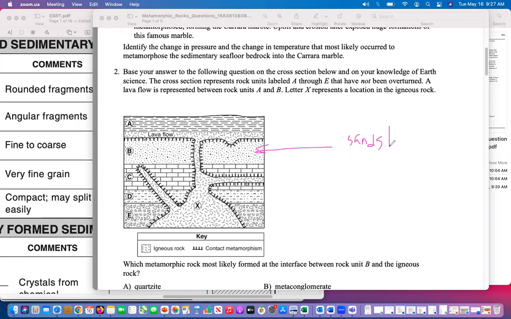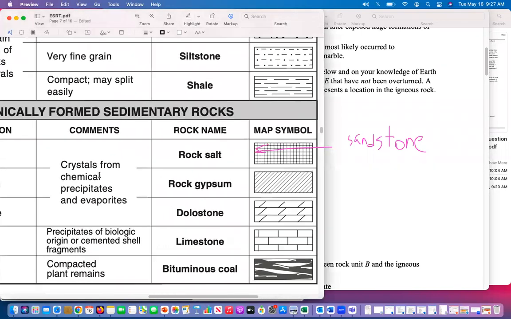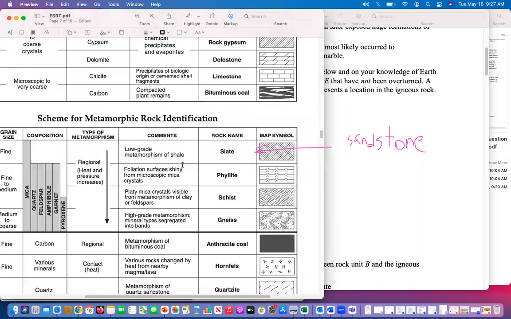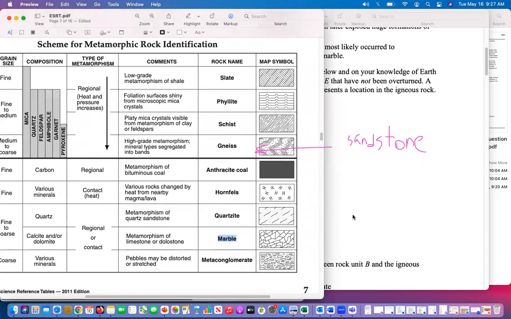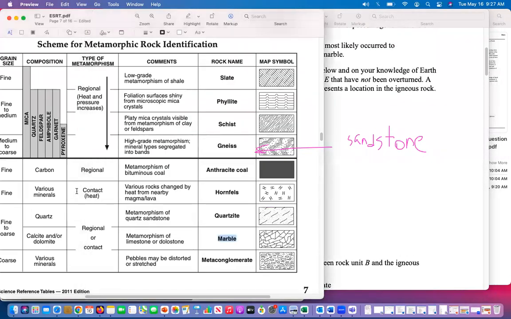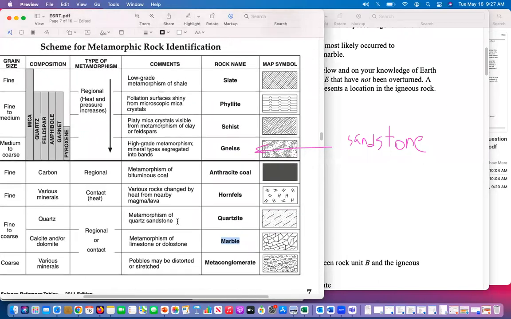So now I need to find out what rock, when it goes through metamorphism, changes from sandstone to a metamorphic rock. When I take a look, and I'm going to go to my metamorphic rocks, I see right here, there is only one rock that changes from sandstone to a new metamorphic rock, and it is quartzite.